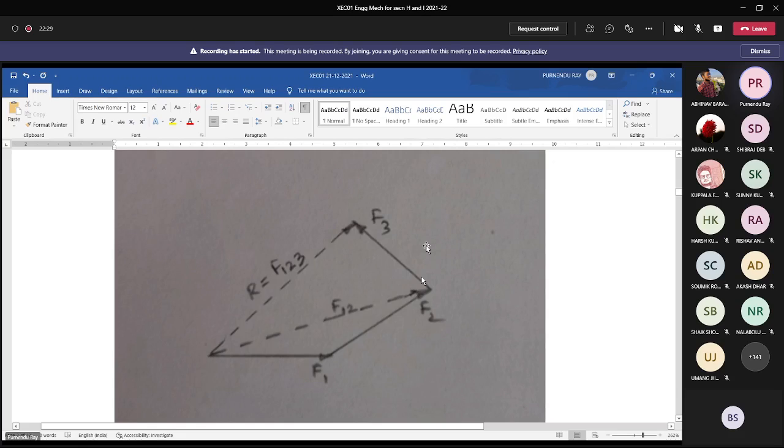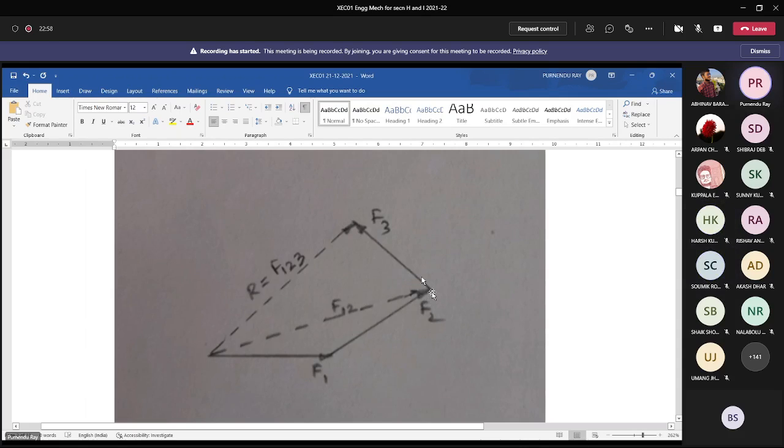Now, if by any chance force F3 is also there, then the line joining the first point of the first vector to the last point of the last vector is the resultant vector. Now, F1, its component along x, and F2, its component along x, these are positive. But what about the component of F3 along the x direction? It is negative. So that's why it is an algebraic summation.